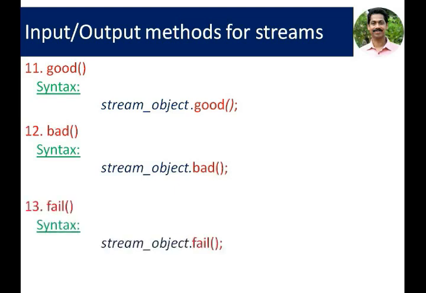The fail function is used to check the status of file opening. The file may not be opened for many reasons. Suppose the file name does not exist, or a directory mismatch. So many reasons may be there. If the file is not opened, this function returns a true value because it is a failed file. Stream object dot fail. The stream object must be a previously opened object.